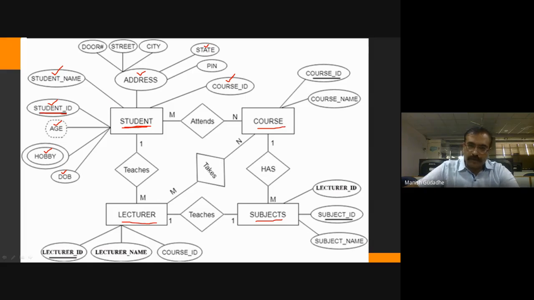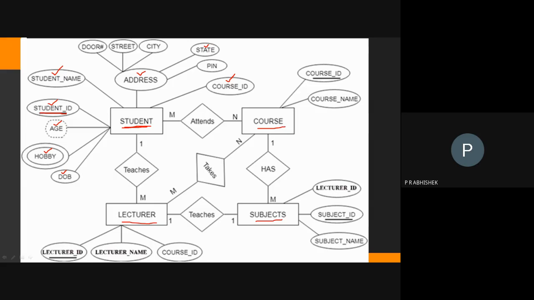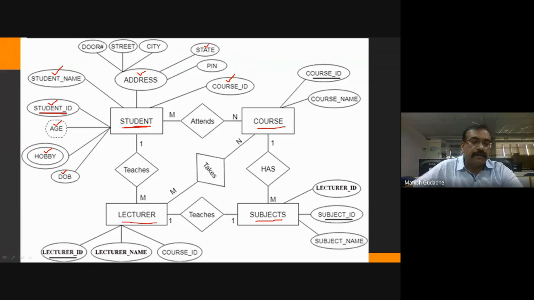One more thing you may be observing. Anyone else? Sakshi has already answered. The address attribute has sub attributes. Student has an attribute called address, which further has attributes called door, street, city, state, and pin. Right. So student has address, and that address has further attributes you can observe.